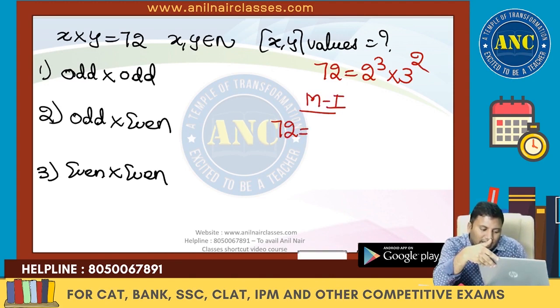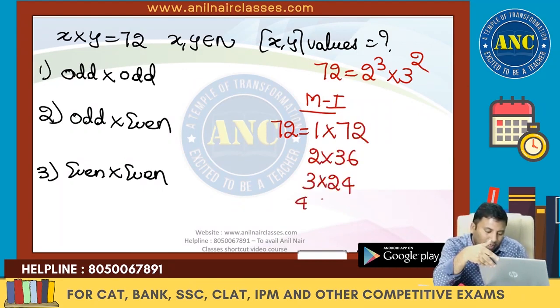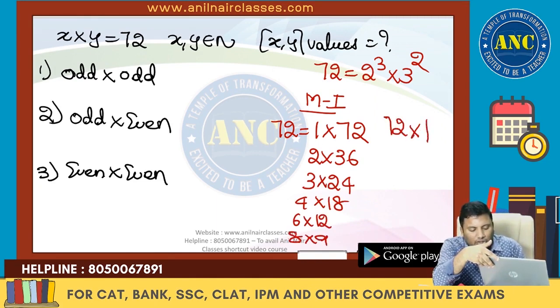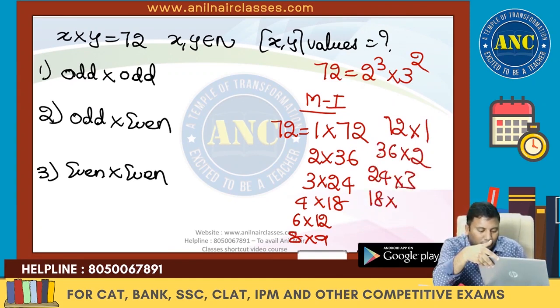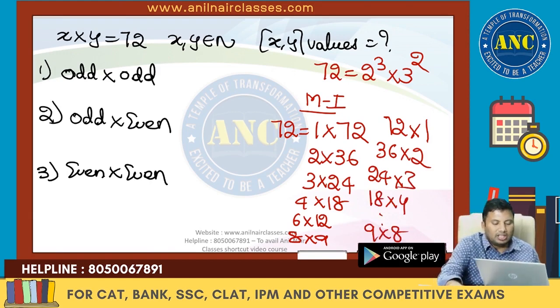72. What are the cases? We will see. 1 into 72, 2 into 36, 3 into 24, 4 into 18, 6 into 12, 8 into 9. Reverse will be 72 into 1, 36 into 2, 24 into 3, 18 into 4, and so on, 9 into 8. These are the total 12 cases we got.